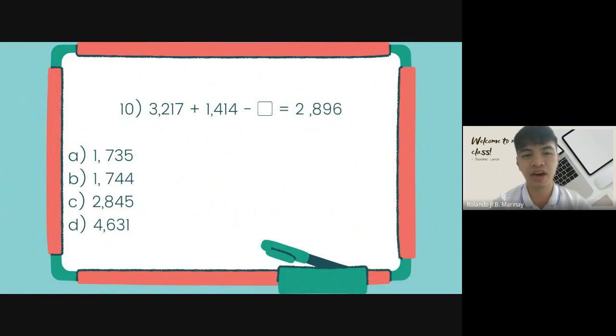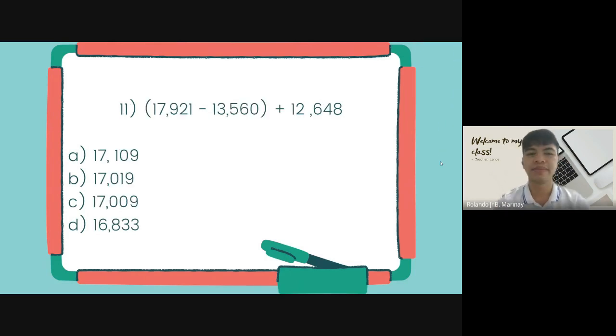3,217 plus 1,414 minus 1,735 equals 2,896. That is the correct answer, letter A. Number 11.